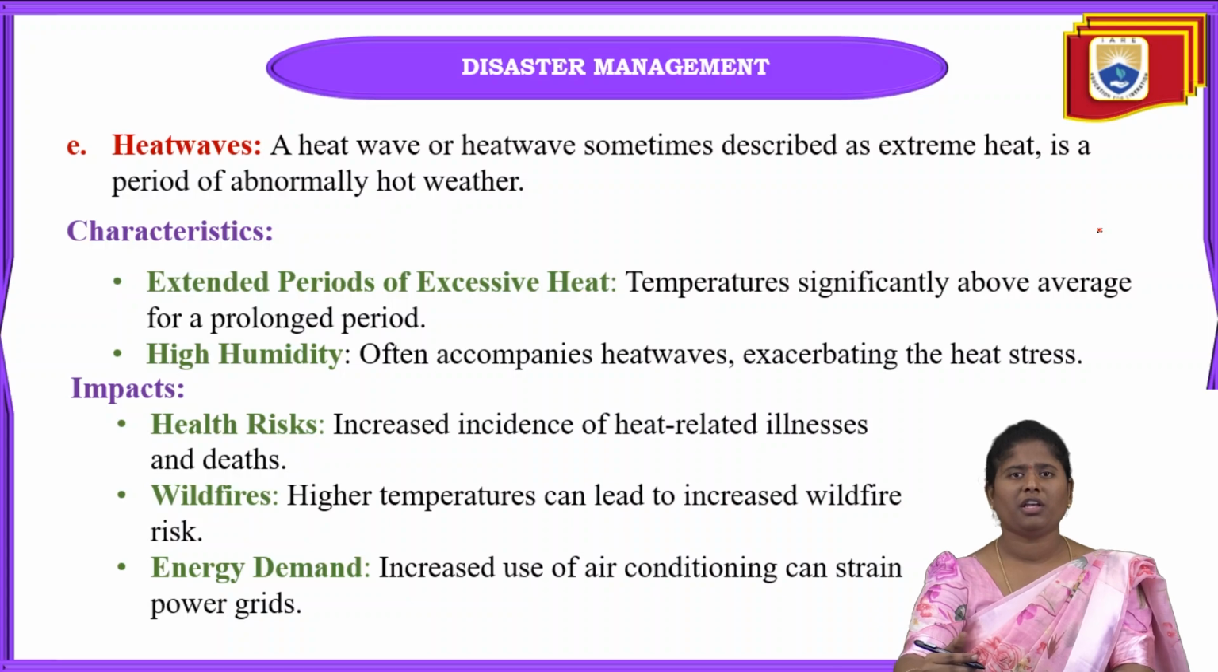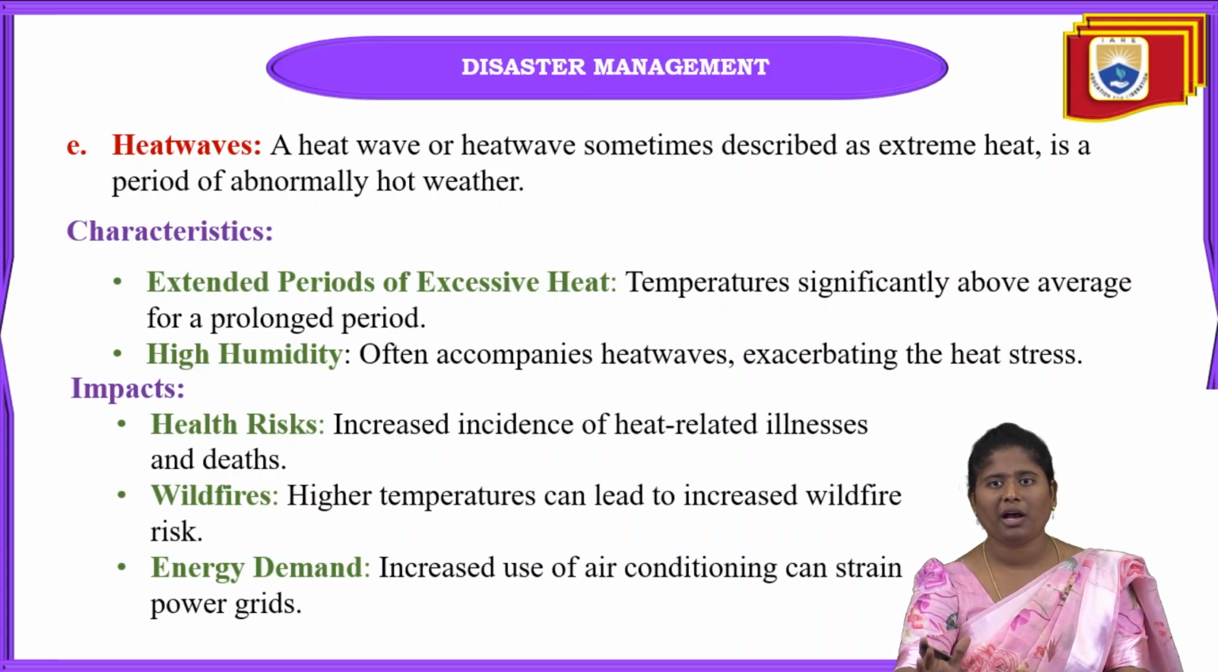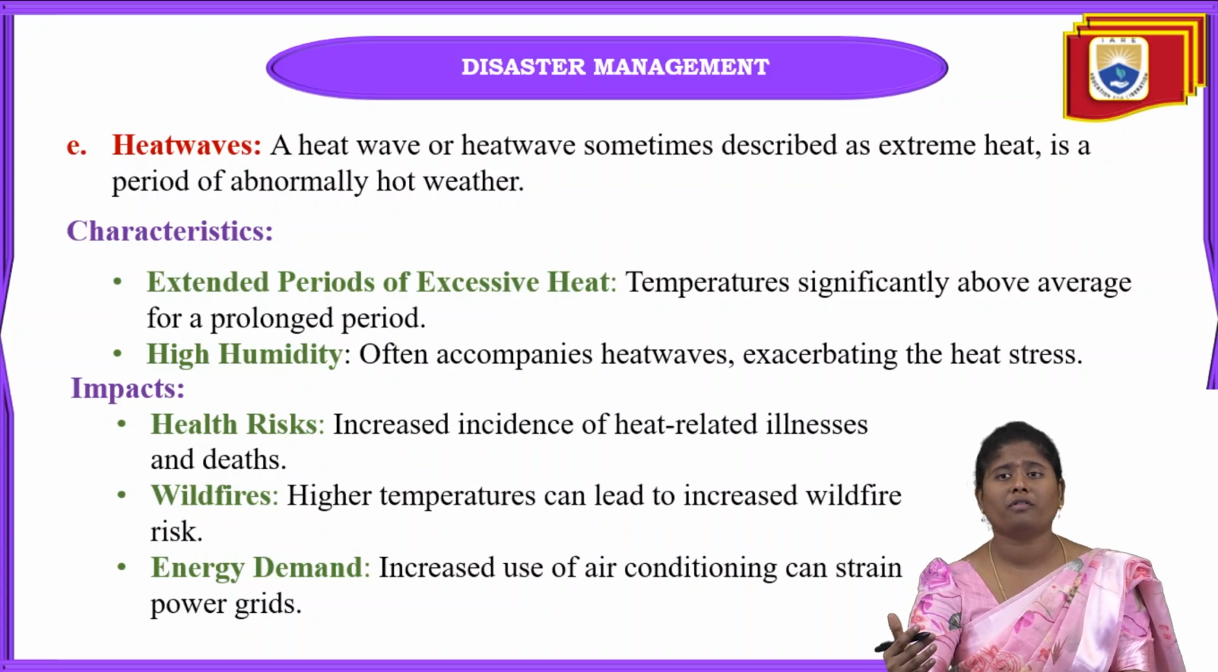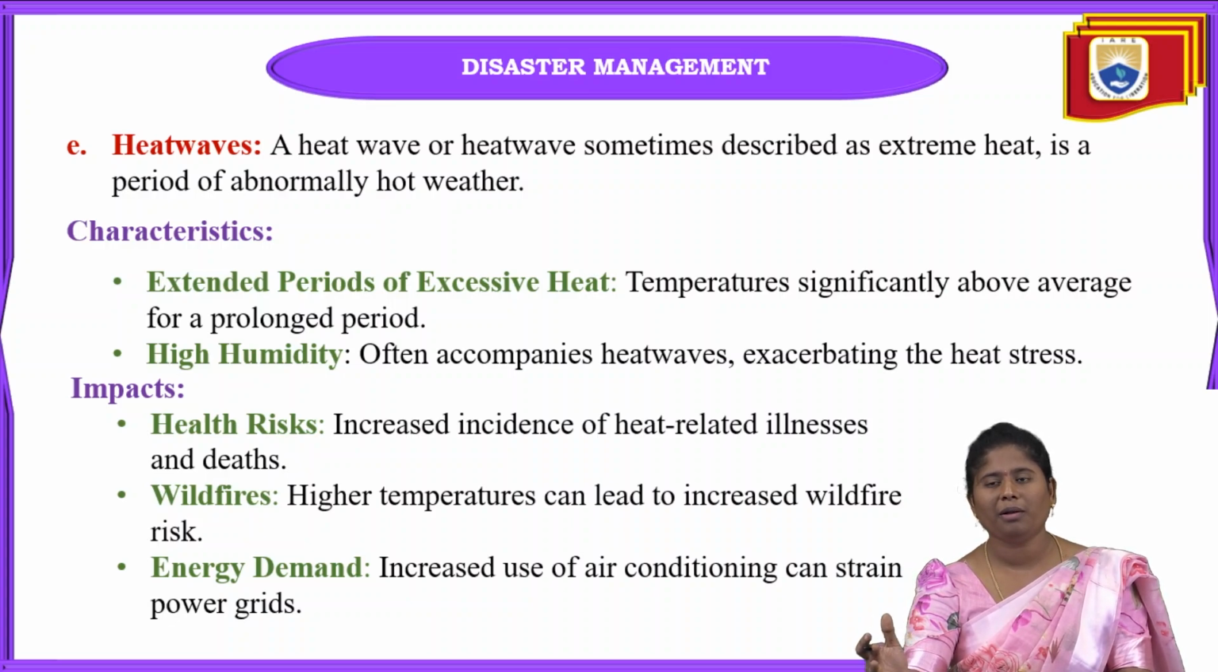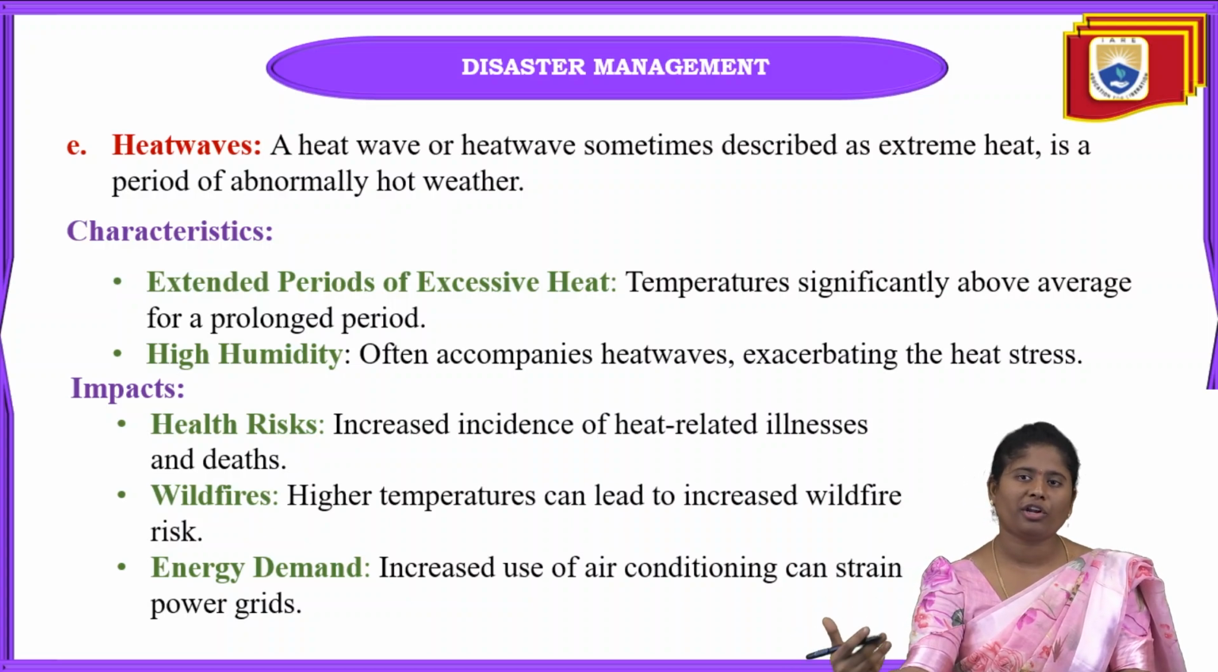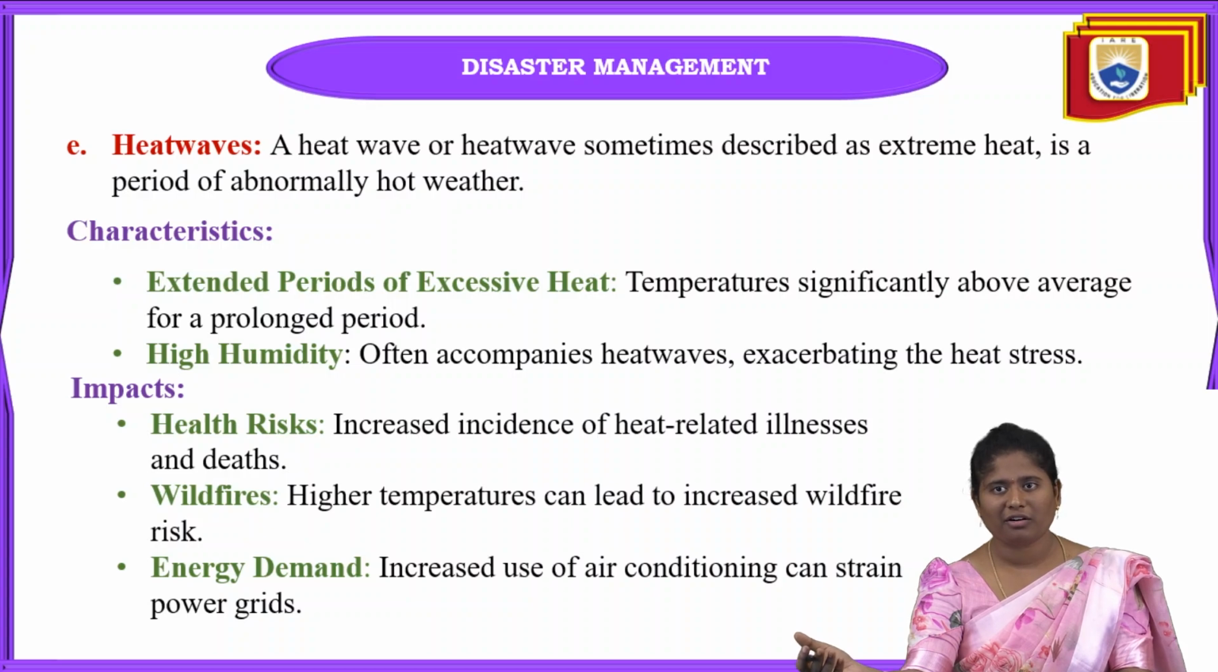If the temperature is very high, there will be an increase in the usage of air conditioners or fans, and that can easily strain the power grids. Why? Because if you want AC, that comes from electricity, which we generate as thermal electricity using water. At that time, if heat waves are there, automatically there will be strain on the power grids.